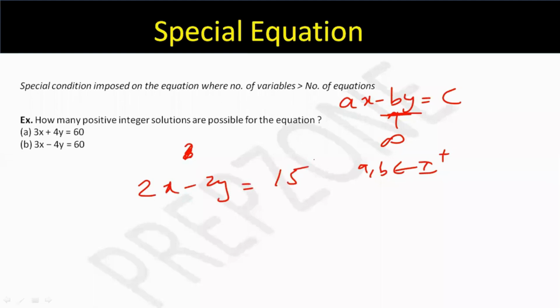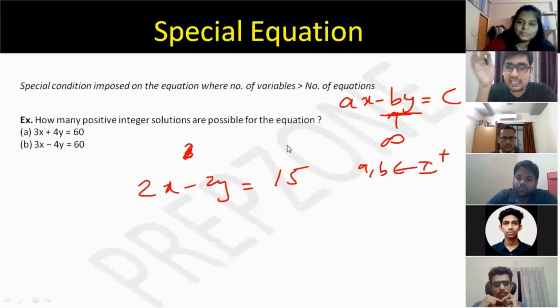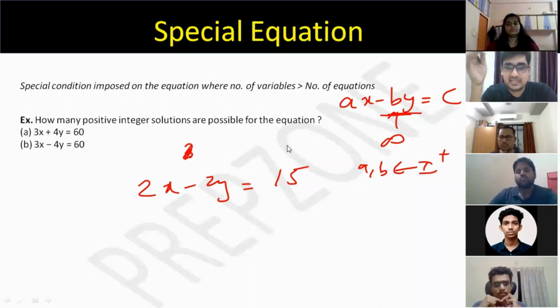Ankur, how many integral solutions are there for this equation? Come on. The left hand side is an even number, a multiple of 2, with x and y integers. The right hand side is an odd number. Can there ever be any solution of this equation? No, right? So the answer has to be 0.